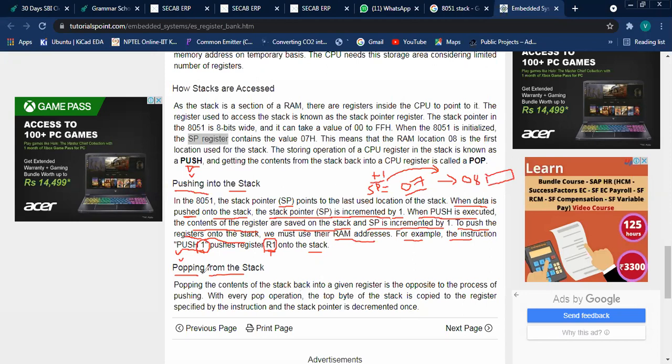And it is vice versa in terms of pop. First the data will be taken back, and then the SP value will be decremented by 1. So it will become 07 again. 07 is the last. If I try to execute pop again, then 07 minus 1 will not happen. What will happen? It will be an error, an access error, a fault. Okay, so we'll see some examples now.